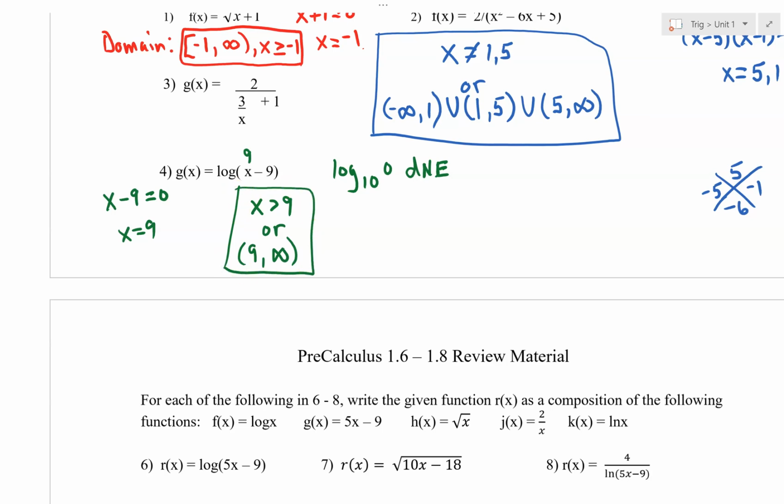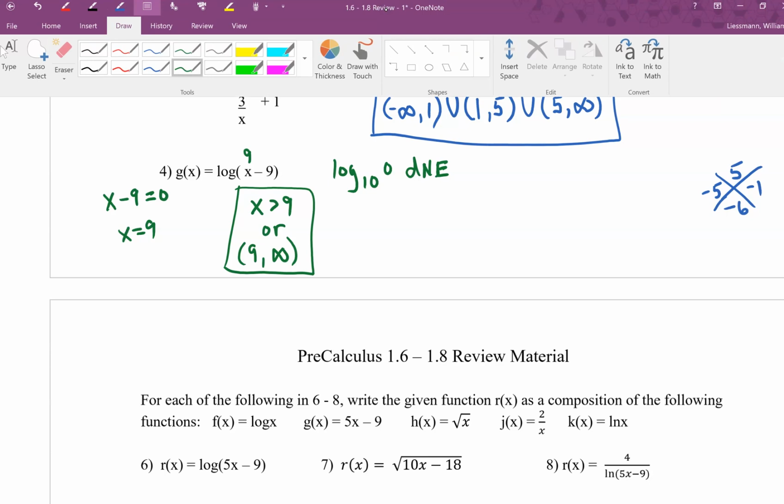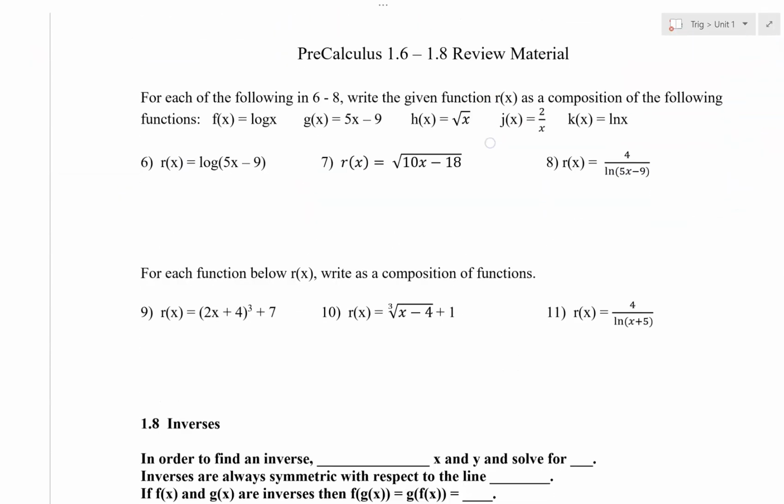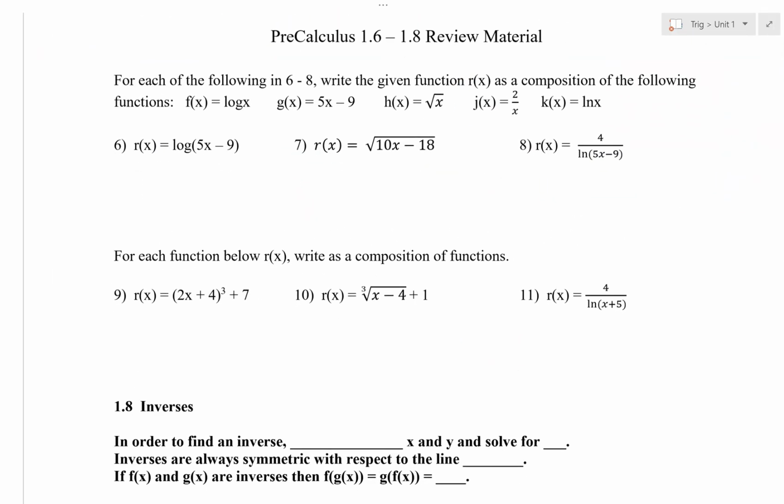Those are our domains. Hopefully everybody sees how that works. Let's move on to this next part. For each of the following in 6 through 8, we're going to write the given function r of x as a composition of the following functions. So they're giving us 4 functions, just like they did earlier. But the difference now is I want to actually write the 2 functions that, if I put them together, would give me r of x.